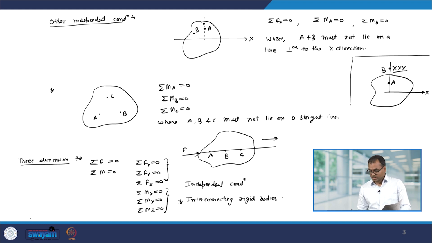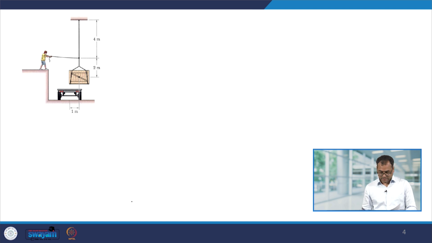Then in this case, every subsystem of the body should also satisfy these conditions. Now, with this very basic introduction about the equilibrium, let us look at a few examples which are based on these. Now, let us look at the first example.